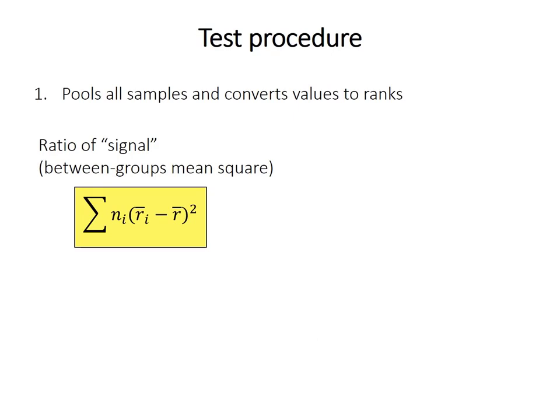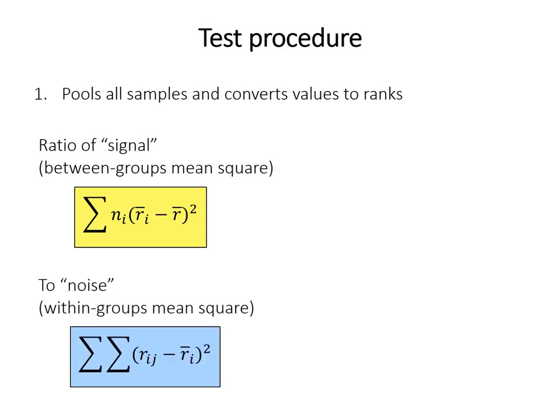So what does the test do? Like the Mann-Whitney U test and other non-parametric methods, it pools the samples together and converts the values to ranks. And it then just performs an ANOVA on the ranks. So the signal, essentially, is the difference between each sample's mean rank and the overall mean rank, weighted for sample size. The noise is the spread of ranks within each sample.